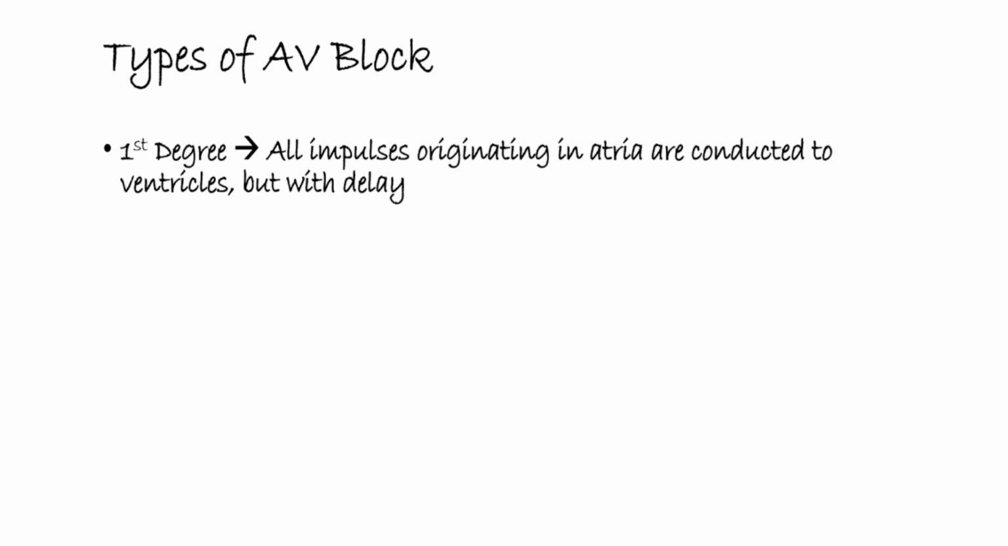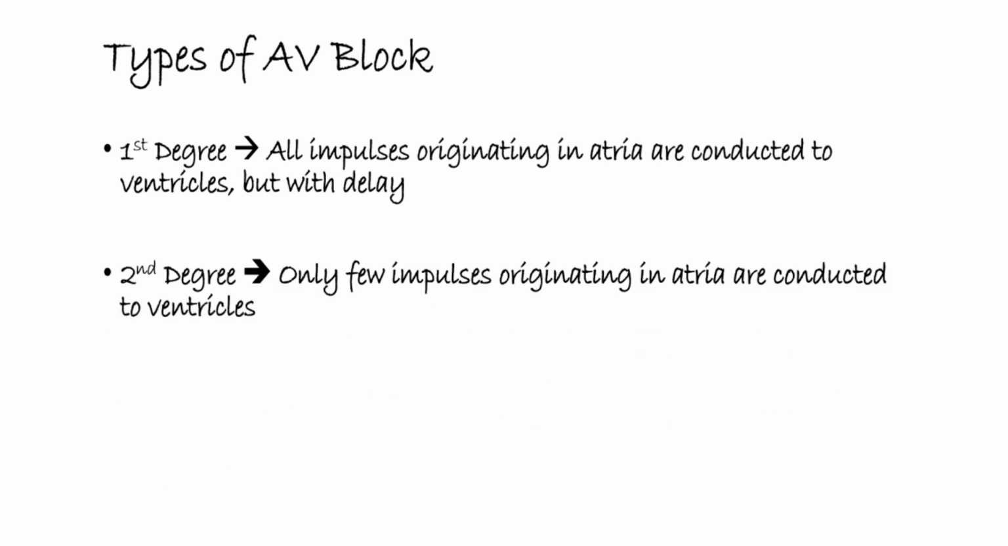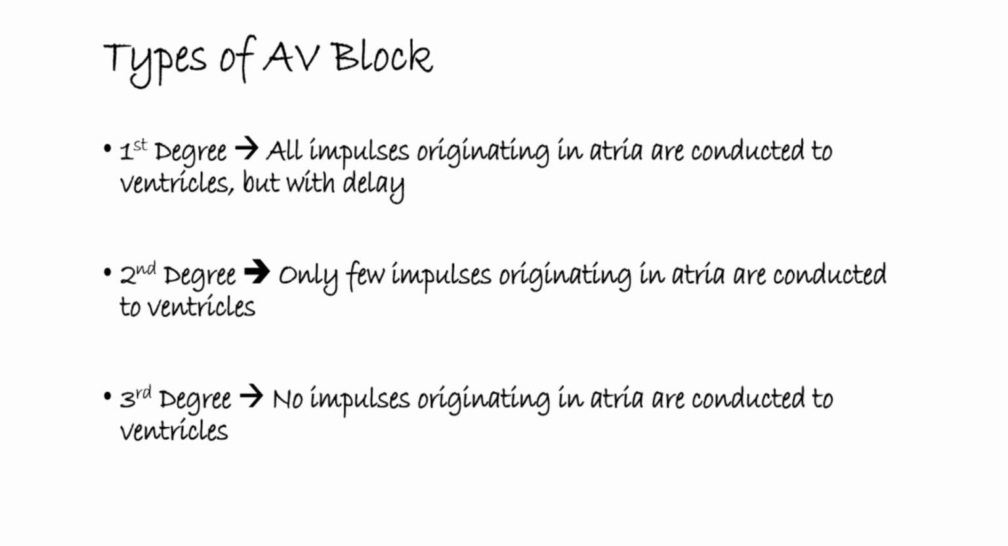Now we have multiple types of AV block, right? We have the first degree AV block, where the impulses generated in the atria are conducted to ventricles. They are conducted, but with certain delay that we'll talk about in just a few seconds. Then we have the second degree AV block. In case of the second degree AV block, only a few impulses which originate in atria are eventually conducted to ventricles. Means not all impulses that originate in the atria are conducted to the ventricles. And then we have the most dangerous, the third degree AV block.